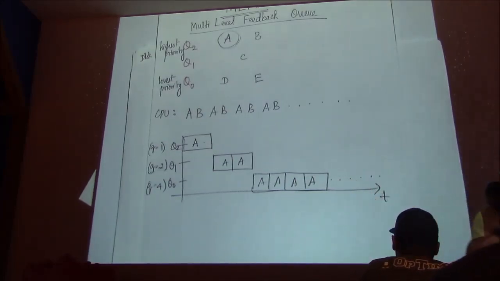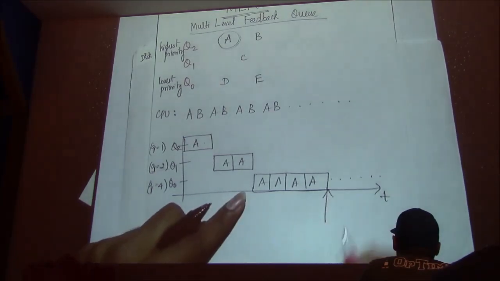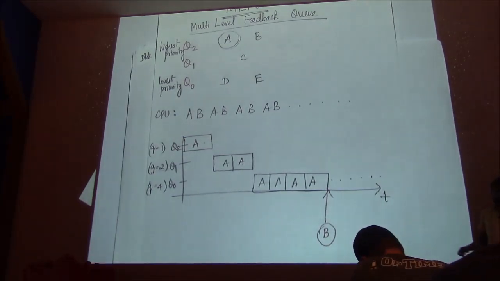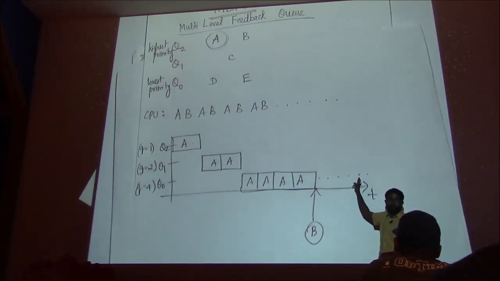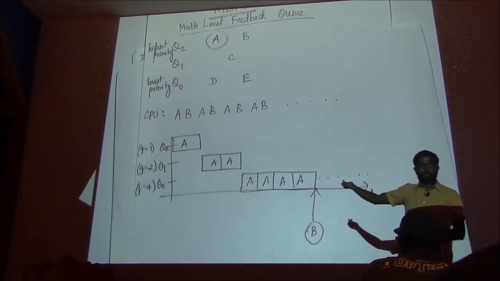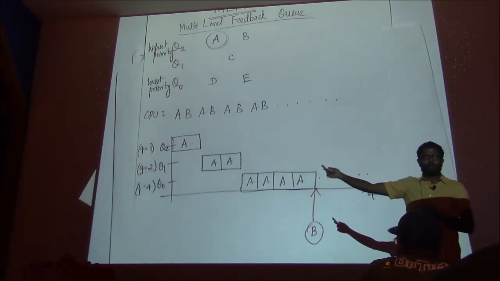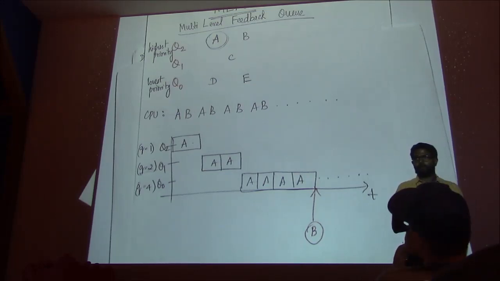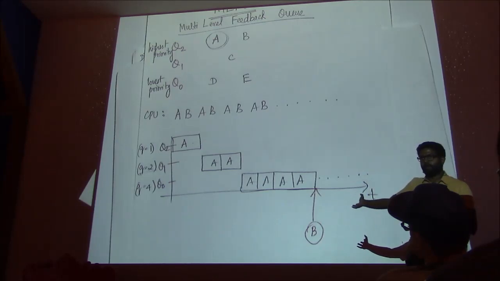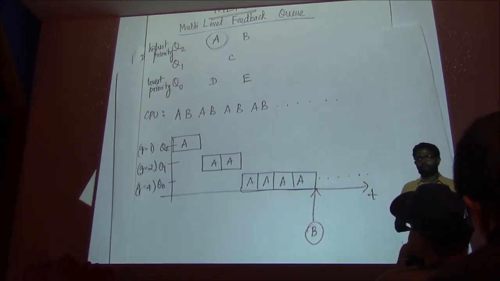But let's assume that at this time suddenly a job B comes in. Now when a job B comes in, we are not going to continue running A here, because there is a job B. So whenever a job just arrives, should we place it at Q0 or Q2 or Q1? Do we have any heuristic? Because we really don't know anything about job B or even A. We're not allowed to examine it or know anything. It just arrived into the machine at this time.